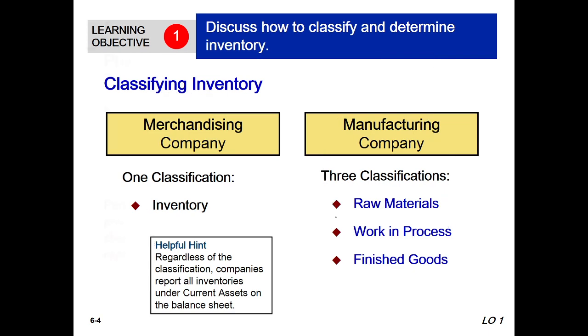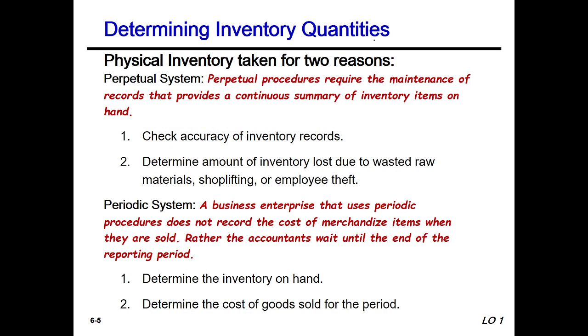Okay. Now move to the next slide. Determining inventory quantities. So how could we determine the inventory quantities? Just now we discussed that point. Physical inventory is taken for 2 reasons. Now here we have 2 types of inventory system, that is perpetual system and periodic system. Okay. So what is the perpetual system? A very simple definition here. Perpetual procedures require the maintenance of records that provide a continuous summary of inventory items on hand.